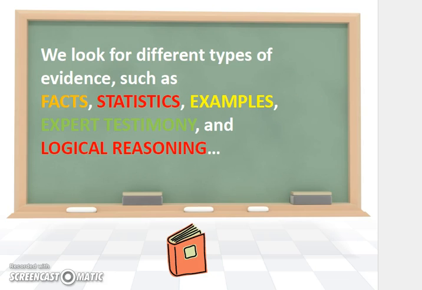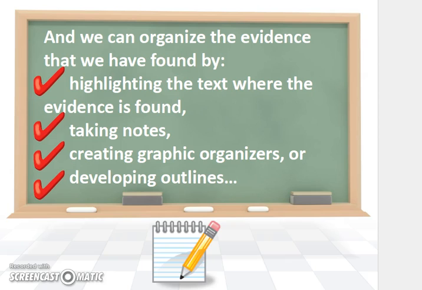We can look for different types of evidence, such as facts, statistics, that's the numerical, the numbers, examples. You can even use expert testimony, which you might not see a whole lot, or narrative pieces, and logical reasoning, and we might not get too much into that. We can organize the evidence that we found from the text by maybe highlighting the text where the evidence is found, which I would highly encourage. You could take notes in your notebook on where you found the evidence, create a graphic organizer, maybe with main idea, details, evidence, and then you could even develop an outline if you so choose.